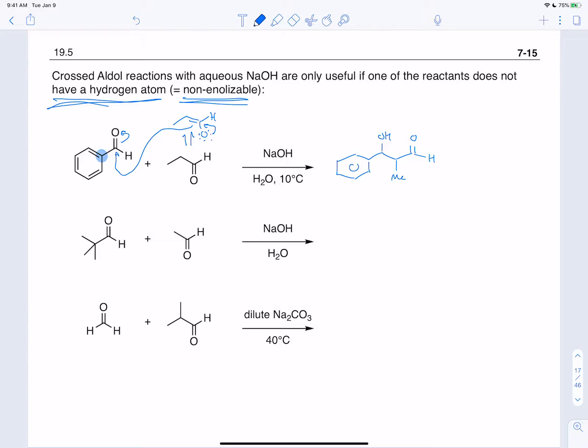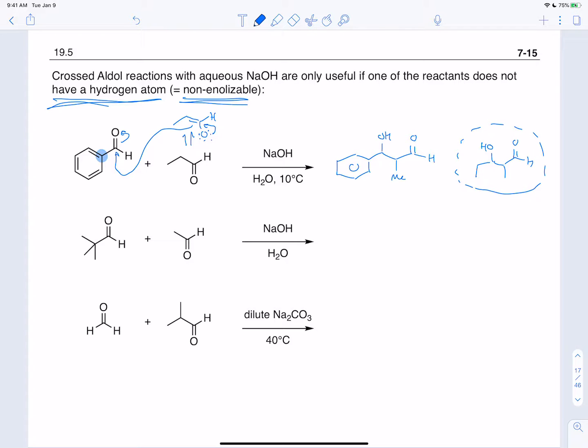So potentially you could get some of this aldol product along the way. This would be the homodimerization product, but usually the reaction conditions we can tune to get a selective addition towards attack on the non-enolizable system.